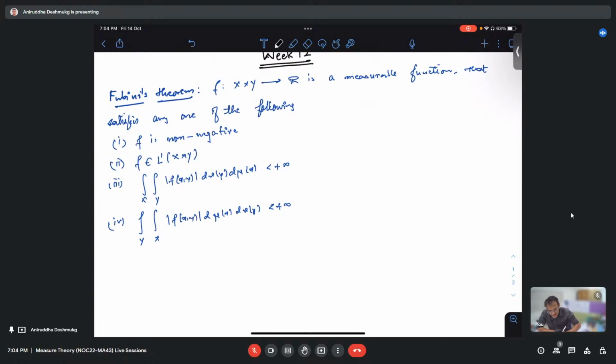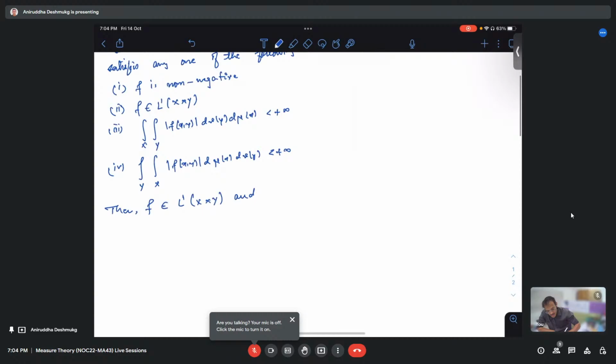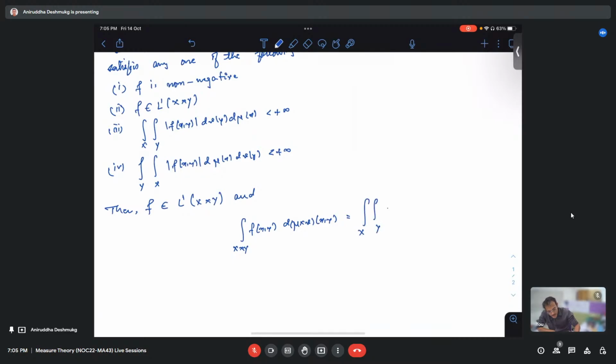So if any one of these conditions is satisfied, then we claim that f is actually in L1 of X cross Y, and the integral of f(x, y) over X cross Y with respect to the product measure mu cross nu is the same as, first integrating with respect to y, then with respect to x, f(x, y) d mu y d mu x, or first integrating with respect to x, then with respect to y, f(x, y) d mu x d mu y.